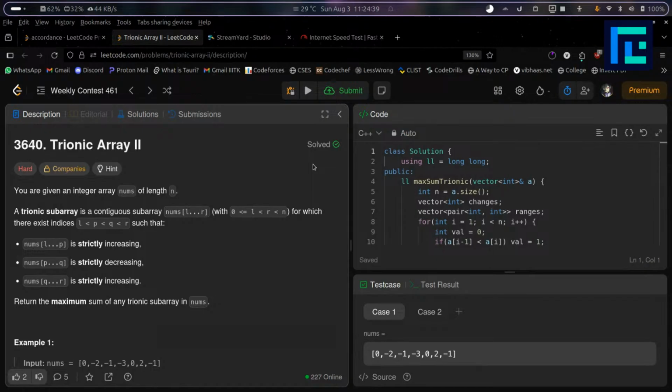CodeChef Contest 2. Yeah, CodeChef Contest always being explained by someone or the other, right? I'm not sure who's currently explaining CodeChef. Maybe I will volunteer for the next CodeChef. Let's see.